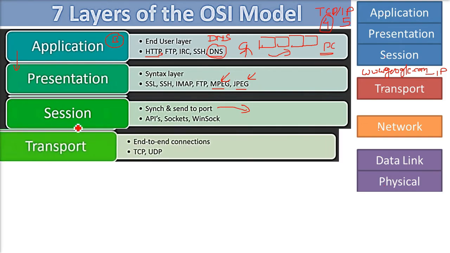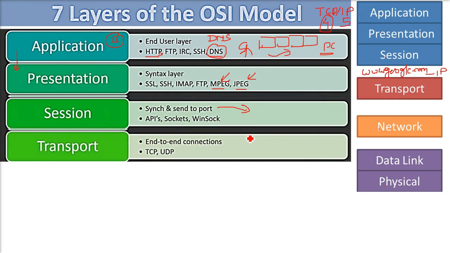Then we have the transport. Transport layer is very important because here the end-to-end communication takes place. That is, you have opened a web page. Now this is a process. This web page would be coming from some server. So the server port will be 80. So at your system you will give IP and the port.